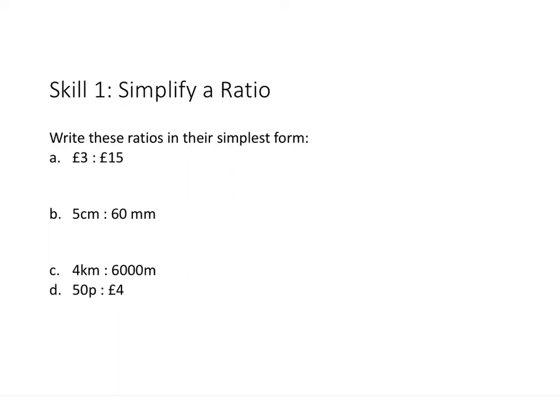So first we need to simplify a ratio. And simplifying ratios, it's just like working with fractions. So in this case, for example, in letter A, write these ratios in their simplest form, 3 pounds to 15 pounds. Well, if you think of it as a fraction, the same idea, we want to take 3 to 15 and simplify it down. So we have to find a common factor. I know that I can divide both of these numbers simply by 3. So 3 divided by 3 gives me 1. 15 divided by 3 gives me a 5. So my ratio in simplest form for A is 1 to 5.